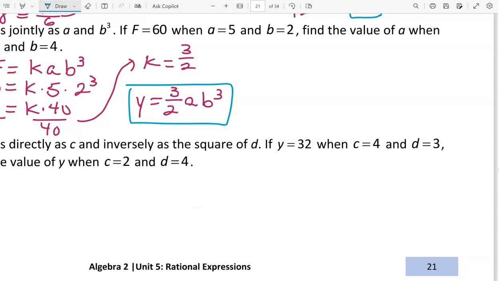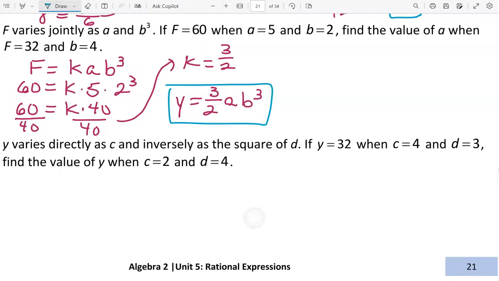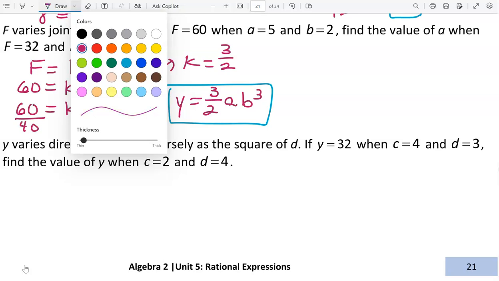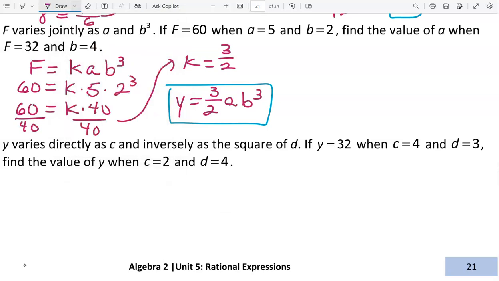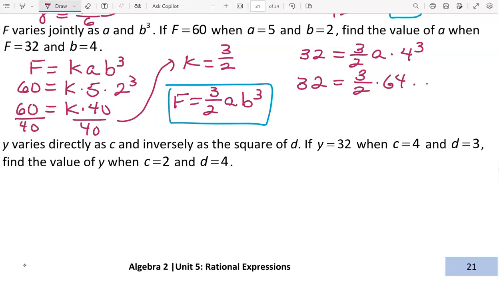Now we're going to use that equation to find the requested value. It said find the value of a whenever f is 32 and b is equal to 4. Now I just realized I mistyped that equation right there. It should be f is equal to 3/2 times a times b cubed. So replacing the f with 32 and replacing the b with 4, we get 32 is equal to 3/2 times 64 times a, since the multiplication can be done in any order.